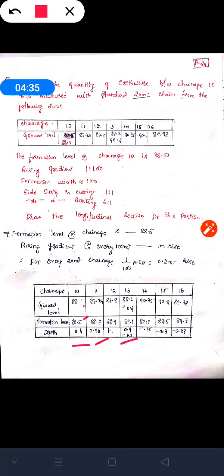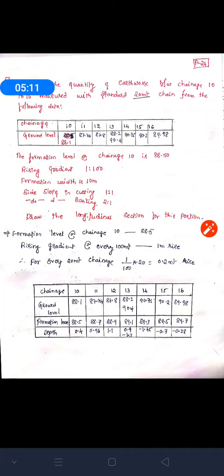But here we should not calculate this 0, because in that same chainage it is passing from banking to cutting. Here the starting depth is a positive value, it means this one is banking, and from here to here is cutting. This portion is the cutting. So no need to calculate the 0 here, because in that same chainage it is passing from banking to cutting. So again we have two depths here, minus 0.10 and minus 1.3.